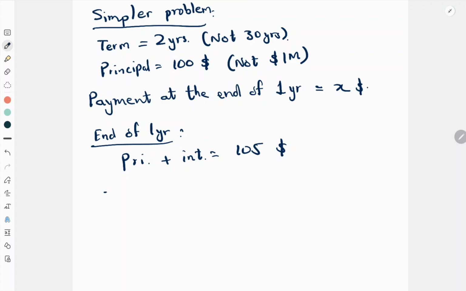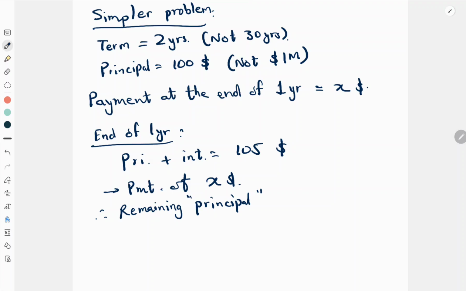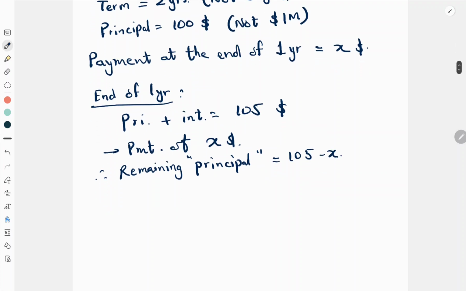Then there is a payment of x dollars. So the remaining principal, I'm going to write it in quotes because it is part of the principal plus interest that is remaining, is 105 minus x. And so what do I know? 105 minus x times 1.05 is equal to x. Why is this?